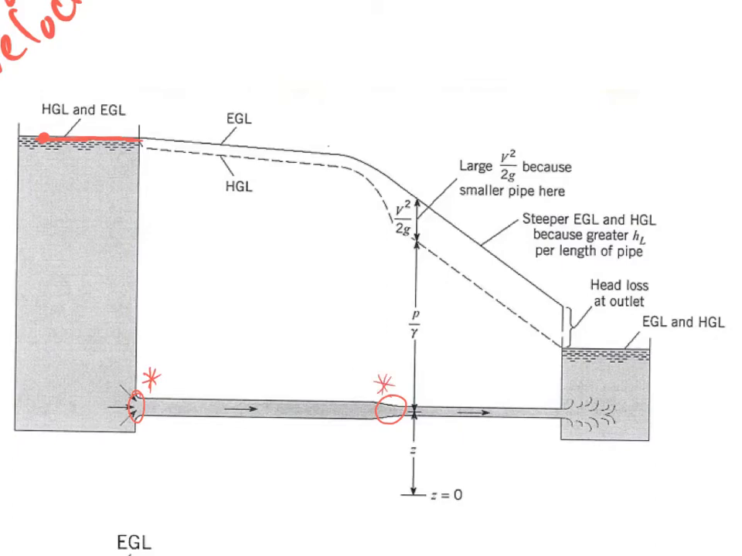Ignore for now. Okay, but we're in a pipe, so we're losing it. Well, let's try to figure out where we're going to end up. At the end here, we want to end up down here. This is where the EGL is at the end.